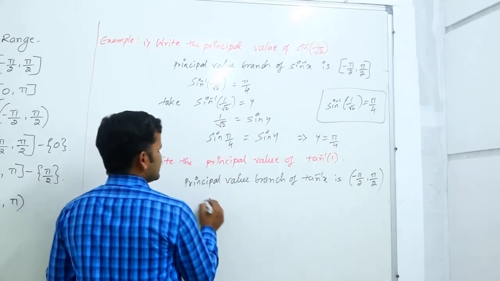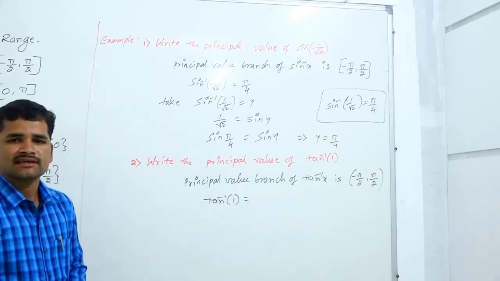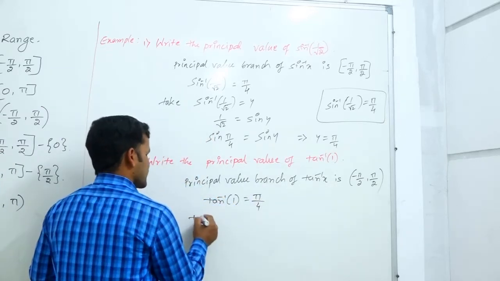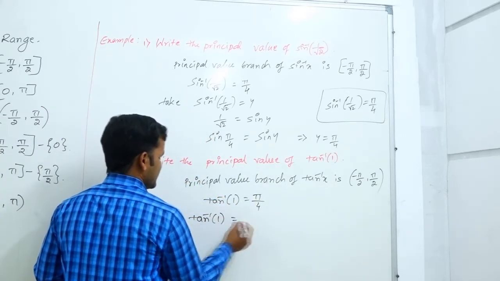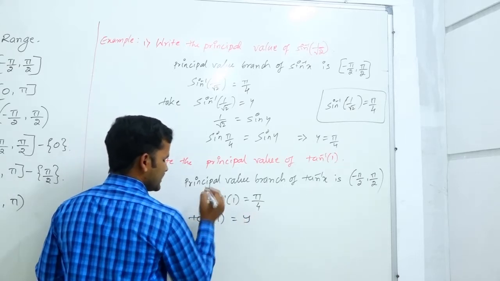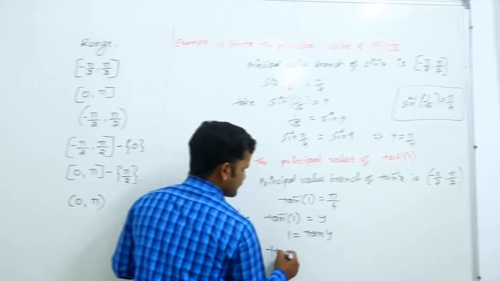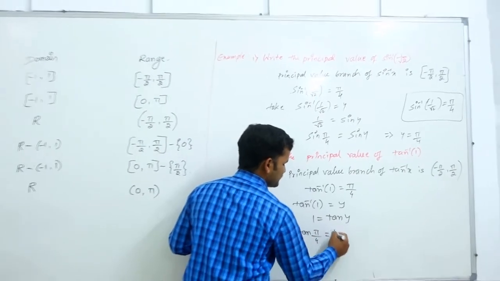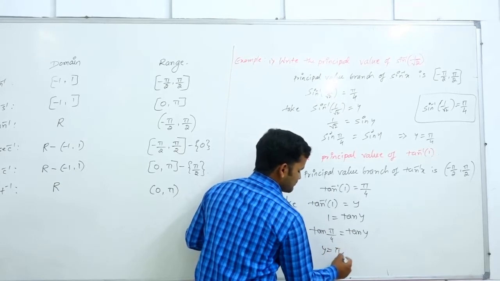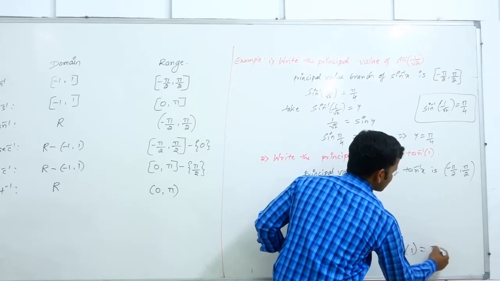Tan inverse of 1. Tan of which angle gives you 1? That is again 45 degrees. You write tan inverse of 1 is equal to pi by 4. Otherwise, we can solve it like this: take tan inverse of 1 is equal to y. This is 1 is equal to tan y. 1 in terms of tan can be written as tan pi by 4, which is equal to tan y. Tan tan get cancelled. Y is equal to pi by 4. This is nothing but tan inverse of 1 is equal to pi by 4.